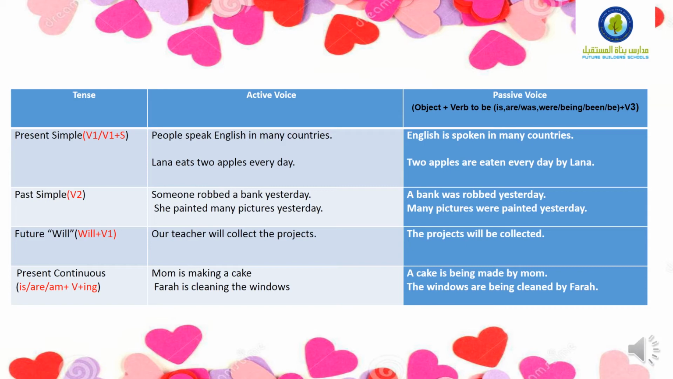Here we add by because Lana, someone is known to you. Okay? This is for the present simple. So we took is و are for present simple. Now past simple أو اللي هو الماضي البسيط اللي هو verb 2.